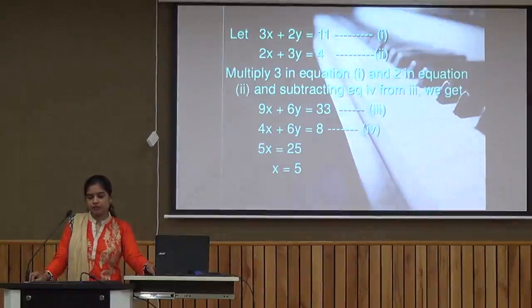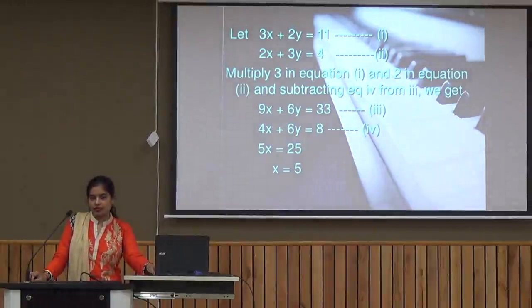So we can multiply the first equation by 3 and the second equation by 2, and then subtract the second equation from the first. After multiplying the first equation by 3, we will get 9x plus 6y equal to 33, and when we multiply the second equation by 2, we will get 4x plus 6y equal to 8. After subtracting both the equations, we will get the value of x as 5.